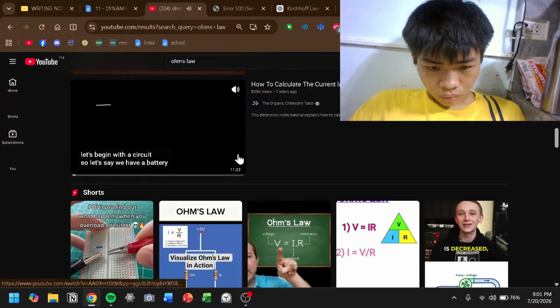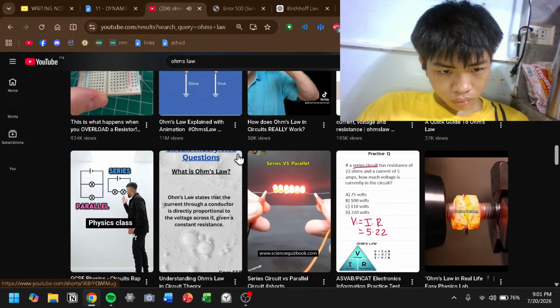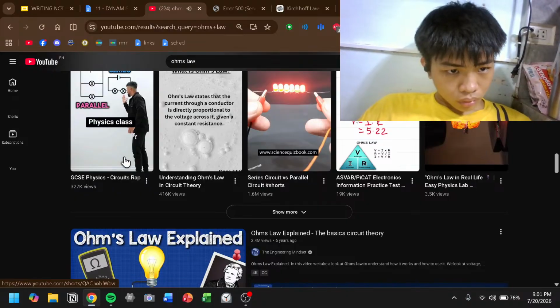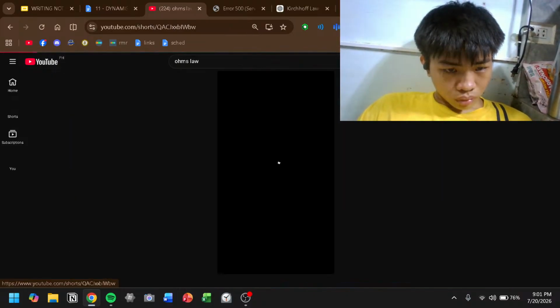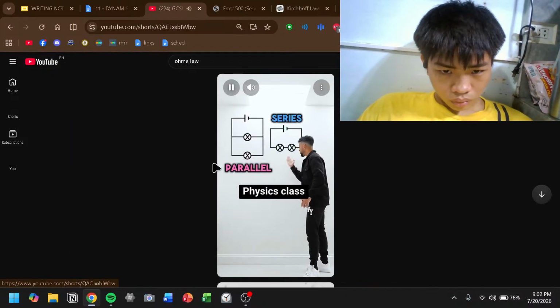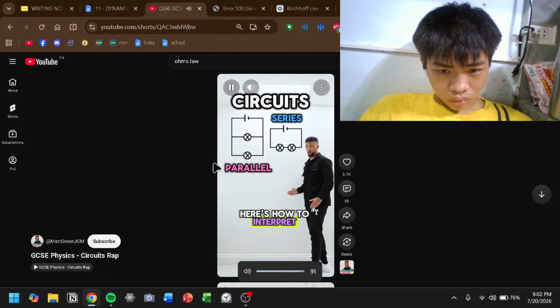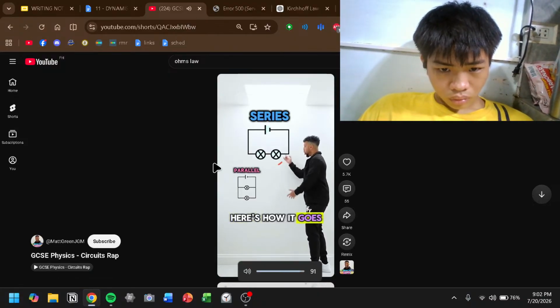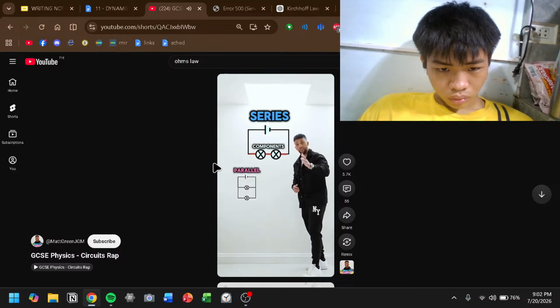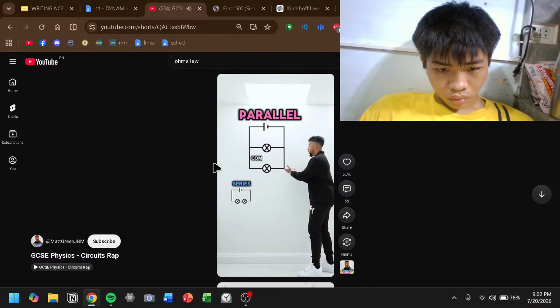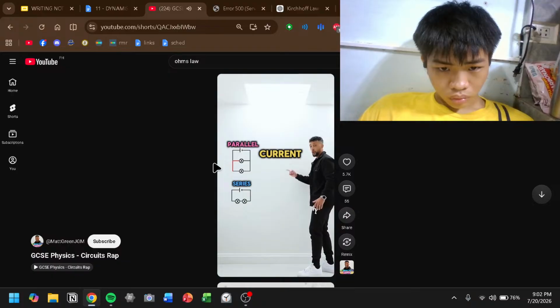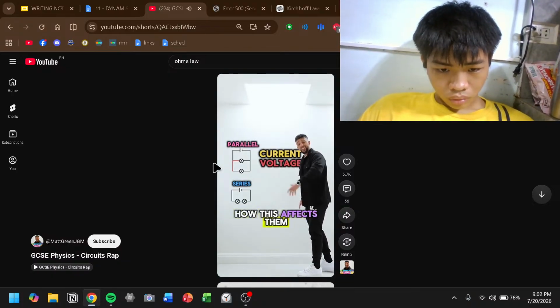Begin with a circuit. These are parallel and series circuits. The difference here is how to interpret series circuits. Here's how it goes. All components are lined up in a row. In parallel, there's some advantages. Components are on multiple branches for current and voltage. You need to know how this affects them, so let me show.